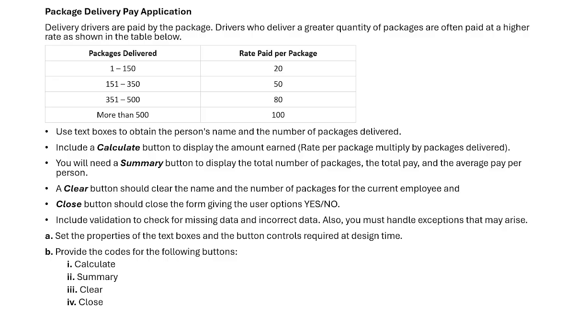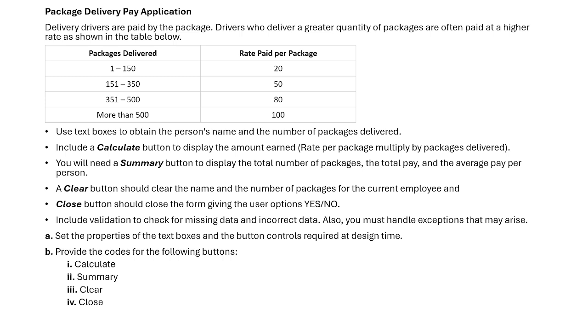Use text boxes to obtain the person's name and the number of packages delivered. Two, include a calculate button to display the amount earned: rate per package multiplied by packages delivered. You will need a summary button to display the total number of packages, the total pay, and the average pay per person. A clear button should clear the name and the number of packages for the current employee, and a close button should close the form giving the user options yes or no.